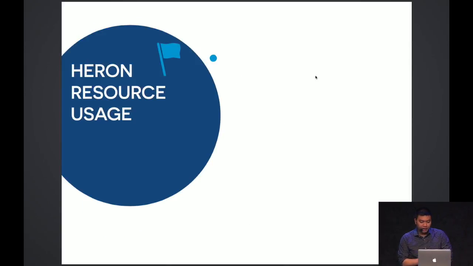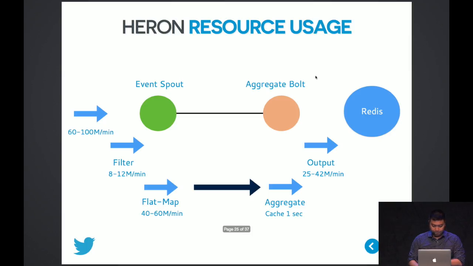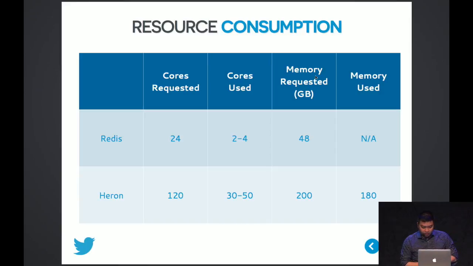Here I want to share some Heron resource usage. We did some experiments, and here are some sample jobs. If you read data around 60 to 100 million per minute and do some filtering and some flat map, and we attach the traffic size and do some aggregation, and eventually we write the output to Redis, 25 to 42 million key value pairs per minute. And here is the resource consumption in a table. As you see, Heron in fact is very efficient.